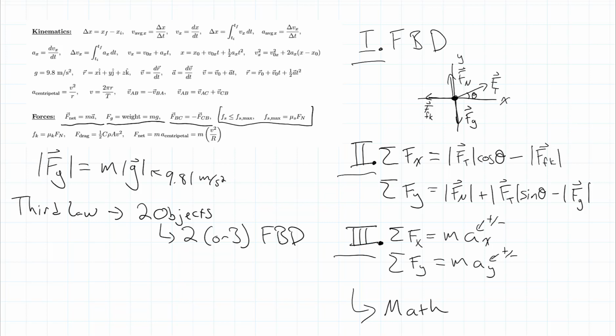Next, we deal with friction. When dealing with friction, you have 2 types of friction. One is static, and the other is kinetic.